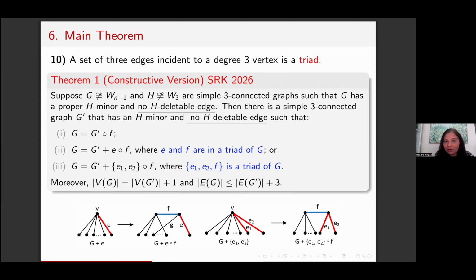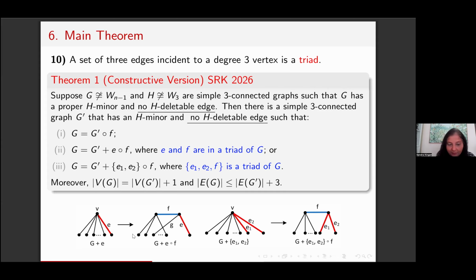So exclude the wheels. And G has a proper H minor and no H-deletable edge. Then there is a smaller graph, G dash, also with an H minor and no H-deletable edge, such that G can be obtained from G dash by adding an edge or splitting a vertex in a very specific manner.